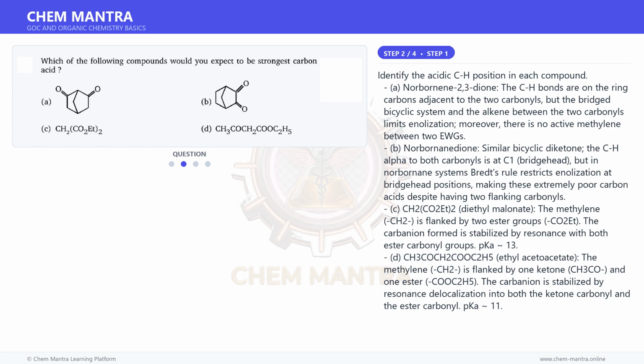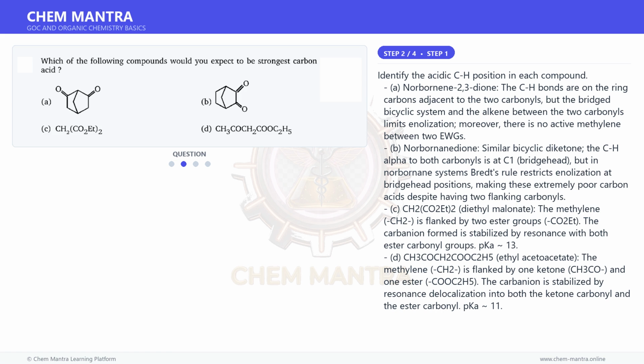A. Norbornene-2,3-dione. The C-H bonds are on the ring carbons adjacent to the two carbonyls, but the bridged bicyclic system and the alkene between the two carbonyls limit enolization. Moreover, there is no active methylene between two EWGs.